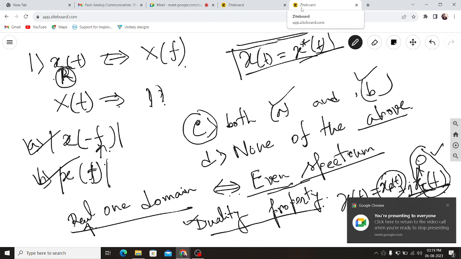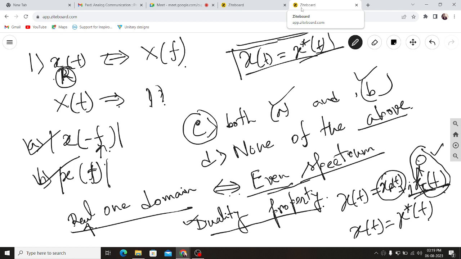So can you write in the chat box whether I am audible right now? At least once. And whether there are multiple. Okay. Fine.